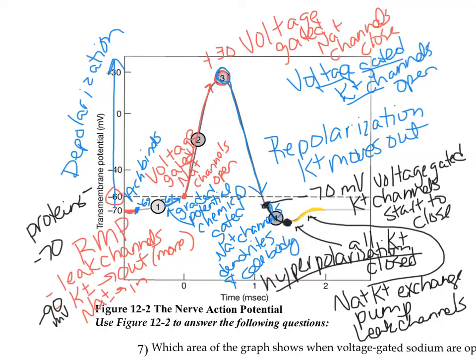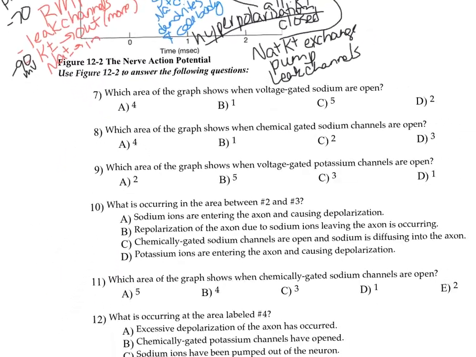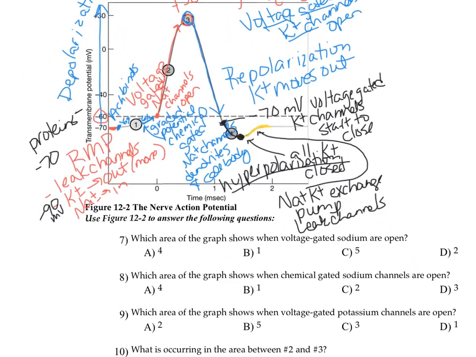All right, let's look at those. Let's go and look at these questions then. Okay, with all of this on here. Knowing what we know now, which area of the graph shows when voltage-gated sodium channels are open? 2, right? That's when the voltage-gated sodium channels are open. Which area of the graph shows when chemical-gated sodium channels are open? 1, right? That's when that ACH binds.